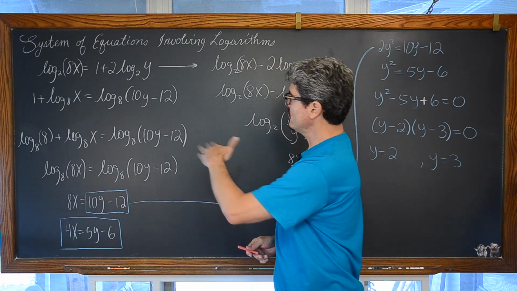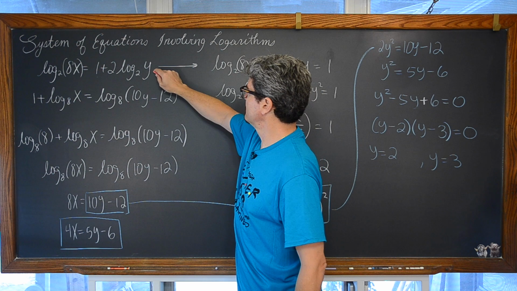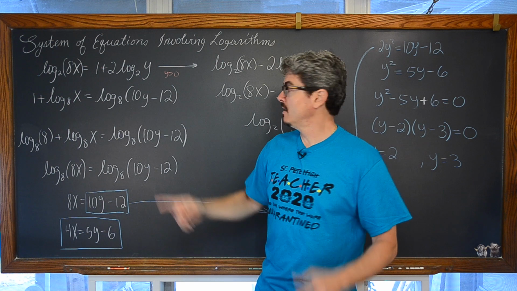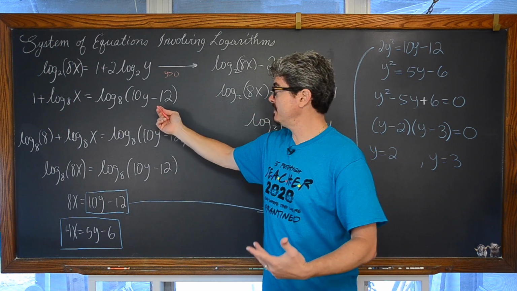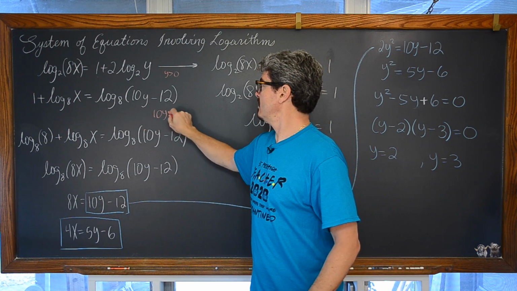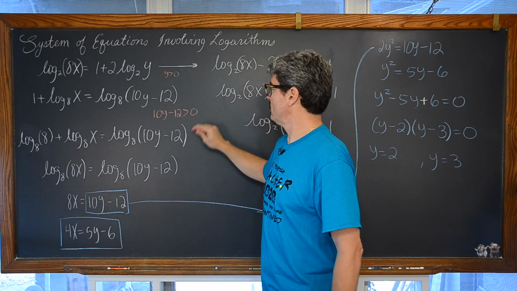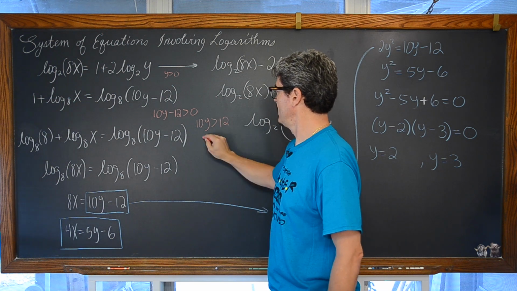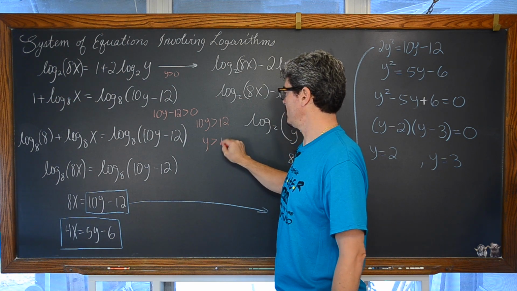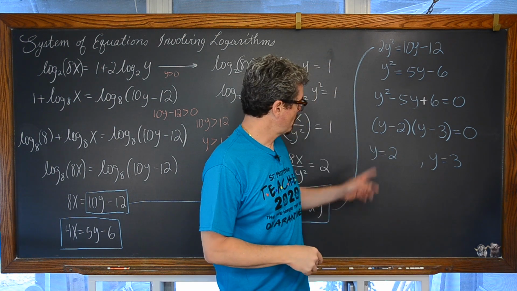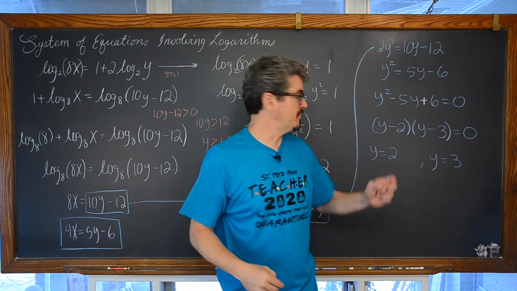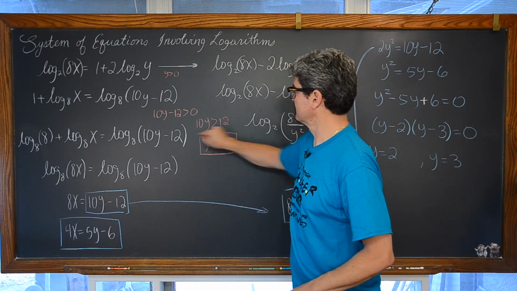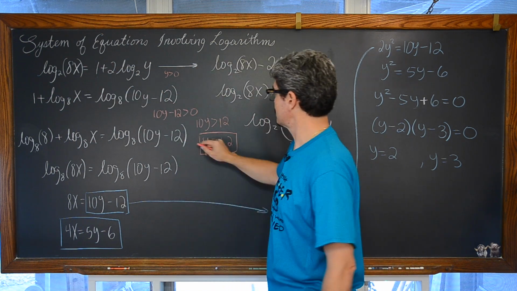So when you look through here, y has to be greater than 0. Here we have the variable y being used again, and 10y minus 12 has to be greater than 0, which means that 10y has to be greater than 12, not 10, 12, so y has to be greater than basically 1.2. We have a y value of 2 and a y value of 3, so both of these values of y are going to meet the domain restrictions for this system of equations.